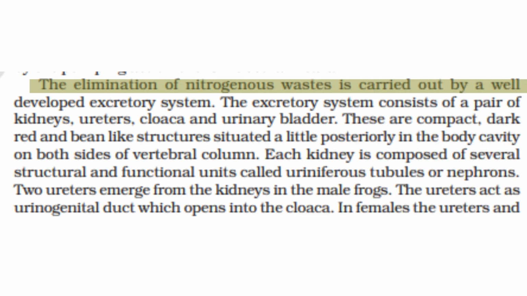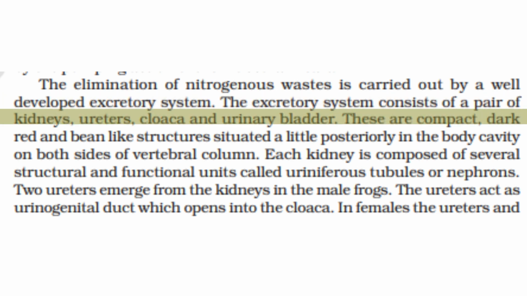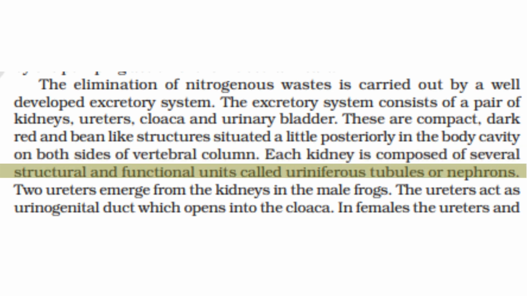The elimination of nitrogenous wastes is carried out by a well-developed excretory system. The excretory system consists of a pair of kidneys, ureters, cloaca, and urinary bladder. These are compact dark red and bean-like structures situated a little posteriorly in the body cavity on both sides of vertebral column. Each kidney is composed of several structural and functional units called uriniferous tubules or nephrons.